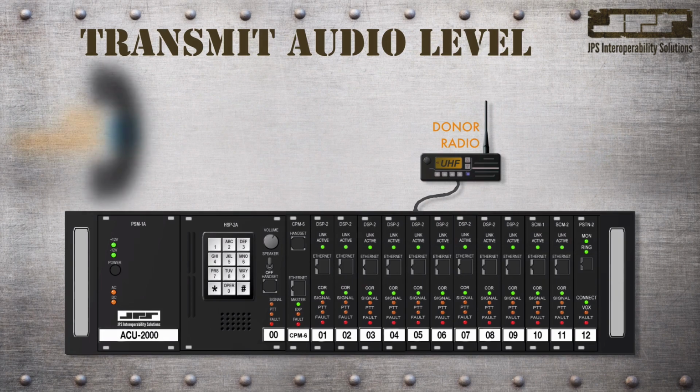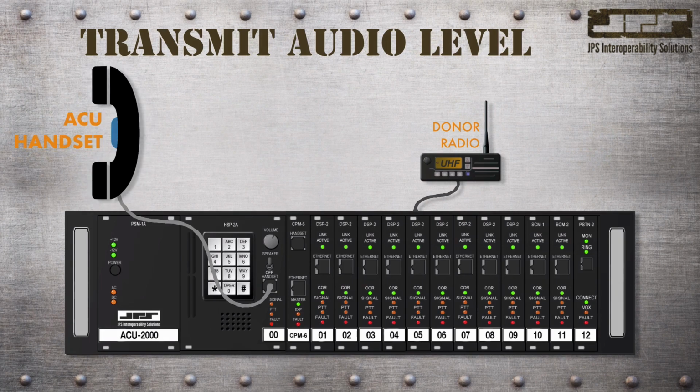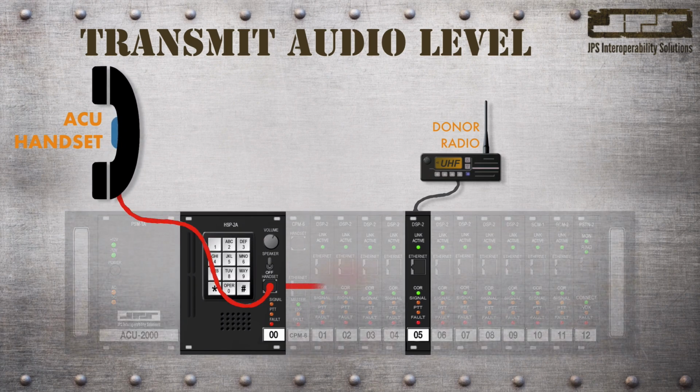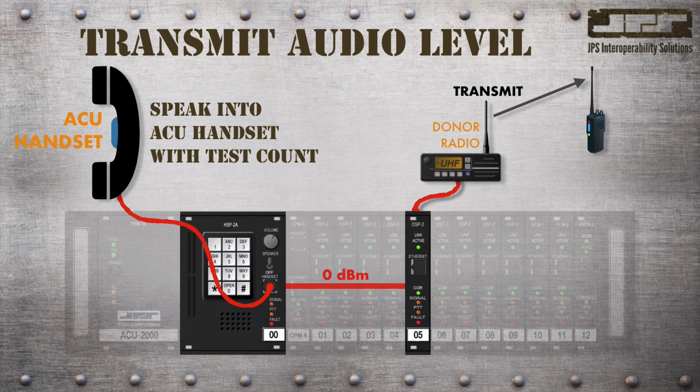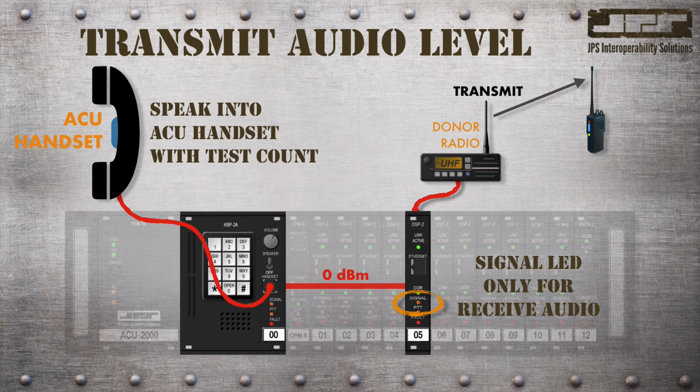setup. As we learned in previous episodes, for proper alignment or troubleshooting, we must create a simple cross connection with the ACU handset and the radio resource interface or DSP module to be aligned. Since we're addressing transmit audio levels, we'll be activating the donor radio's transmitter by pressing the ACU handset's PTT button. Speak in the ACU handset with a test count, which will be transmitted to a radio in the field using the donor radio. Unlike the receive audio level adjustment, which we addressed in the last episode, we do not have the luxury of a signal LED to indicate when we're operating around the 0 dBm level.